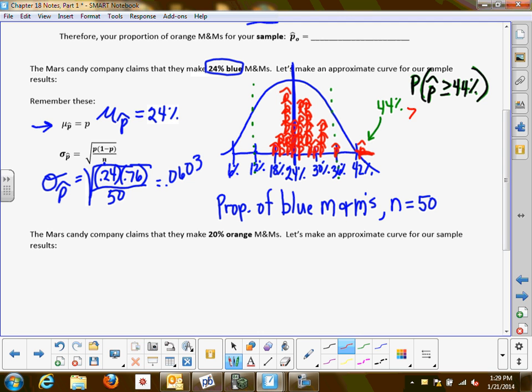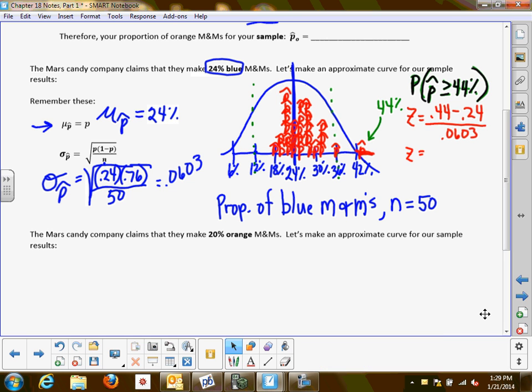So we need to see how many standard deviations 44% is above what was expected. So the z-score is, and do these in decimals, 0.44 minus 0.24 over our standard deviation of 0.0603. So let's see how many standard deviations that was away. Do that really fast. Okay, so I got 3.32 standard deviations away. So we are 3.32 standard deviations up. How do I now figure out the probability? Norm CDF. Okay, so let's norm CDF.